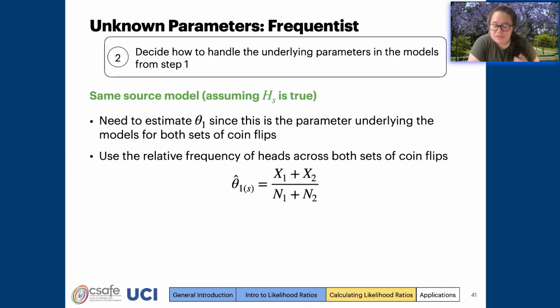So we'll just count up how many times we got heads, divided by the total number of flips. And we'll do that across both sets of coin flips. And that'll give us our estimate for theta 1 under the same source proposition.